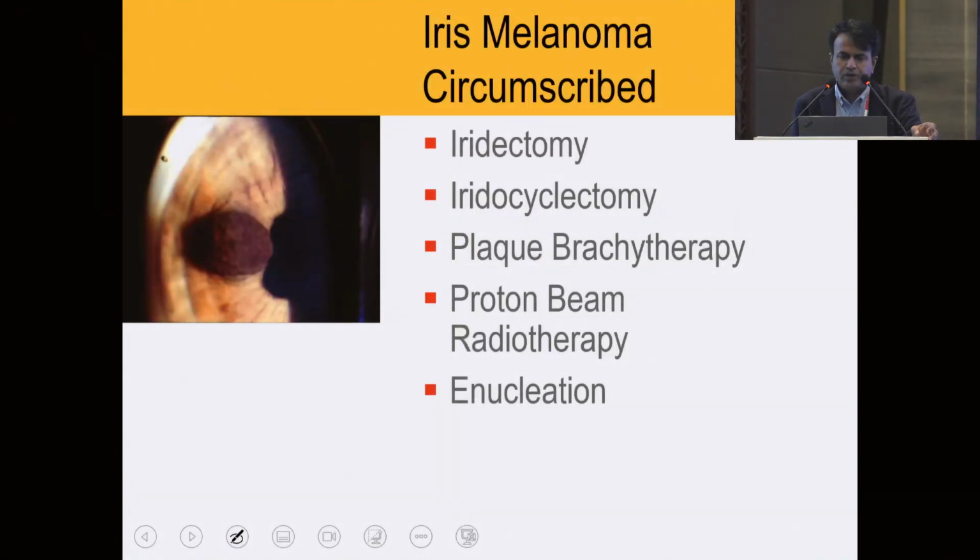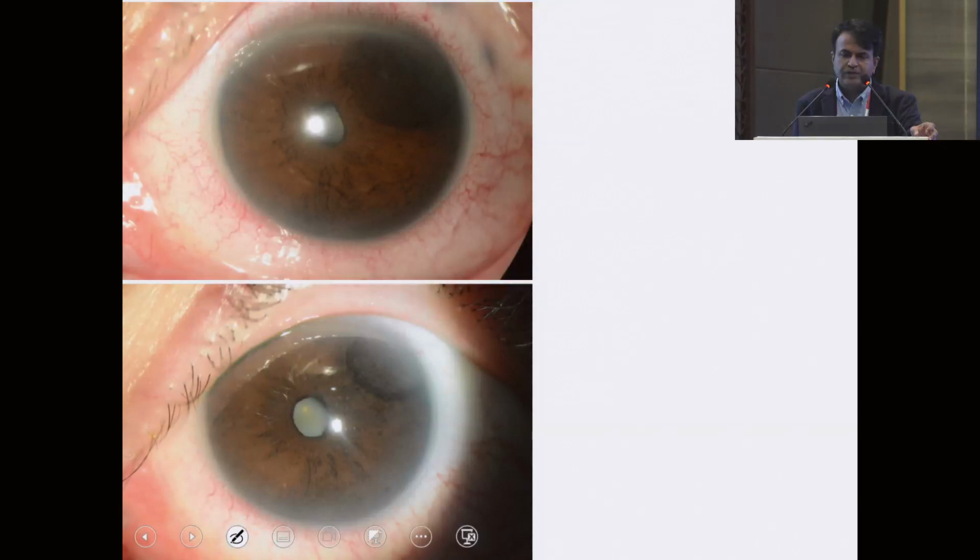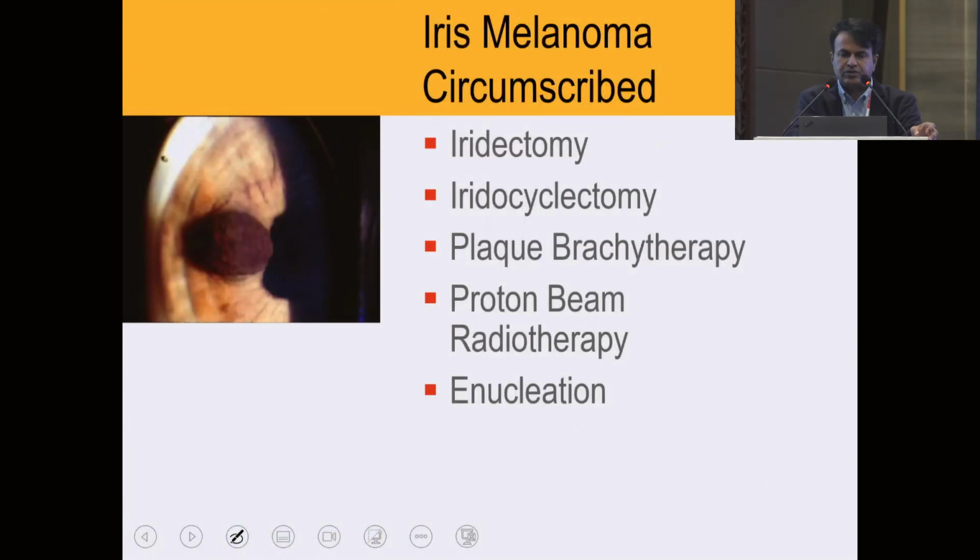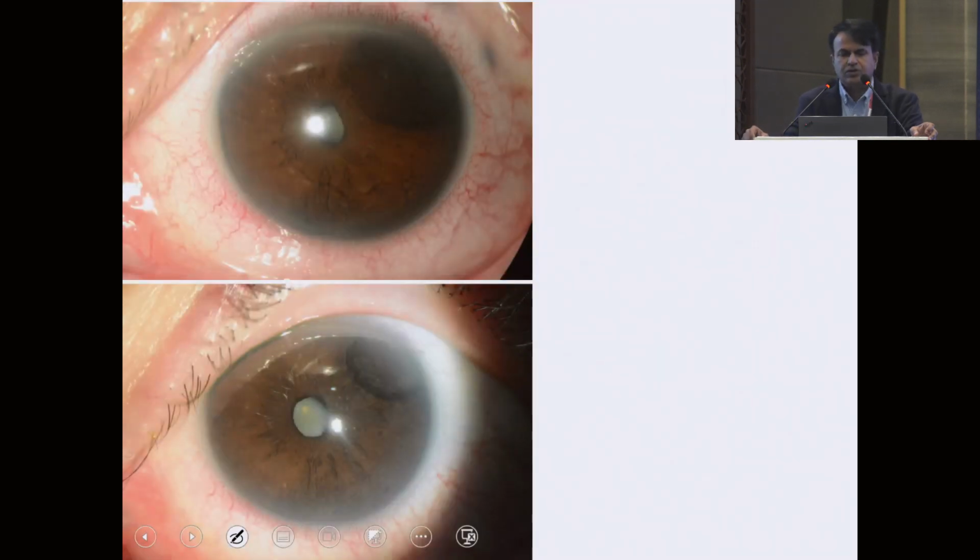In melanoma, depending on the location of the tumor, in iris melanoma, we can simply do an iridectomy. If it's a tumor which is as small as this, you can do a sector iridectomy and iridoplasty. Otherwise, if it's extending slightly into the angle, you can do iridocyclectomy. But for patients of this sort, where there is a larger tumor, you can do plaque brachytherapy.